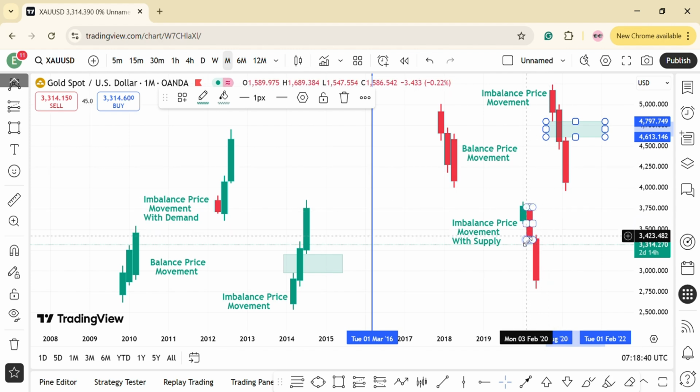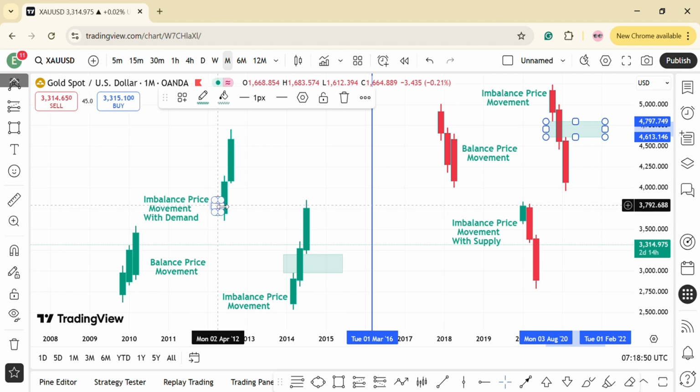And you can see the same thing here. There's also a gap from this. You can see this is the first push and this is the second push. You can see here, so you do that yourself. And you can see another push. This is the first push to the downside, a bearish candle here, and then a bullish candle, a bullish candle.